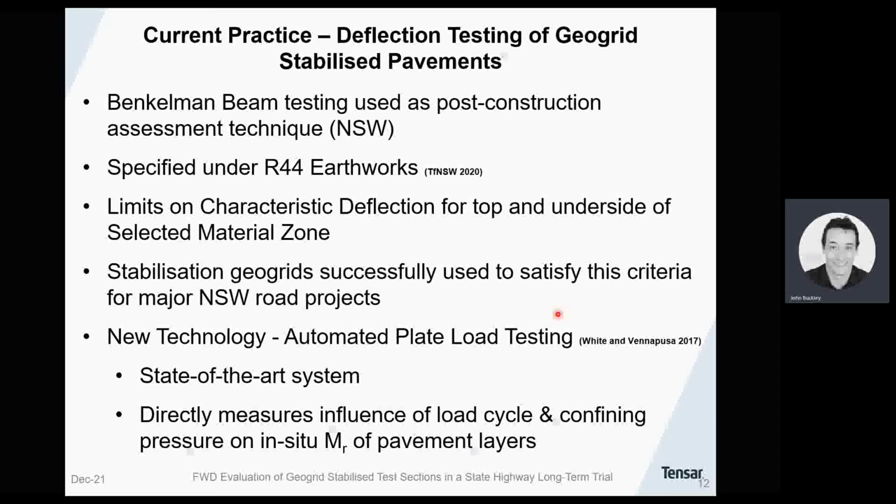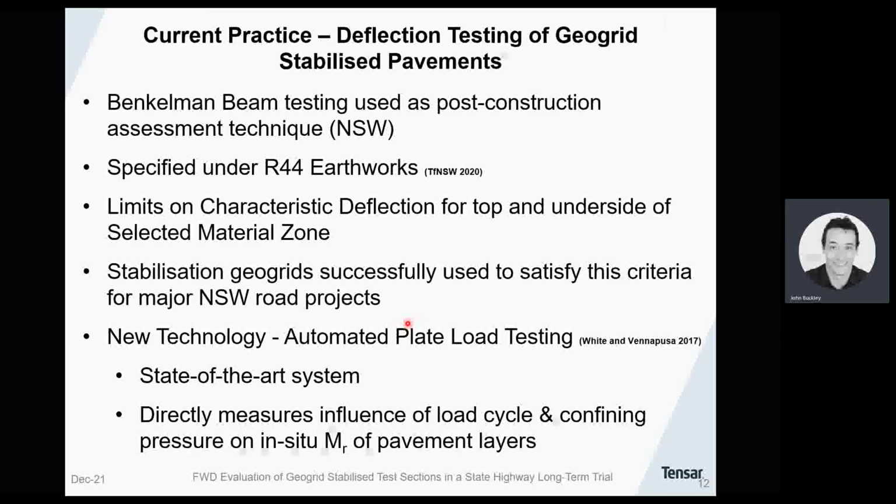Current practice of deflection testing of geogrid stabilised pavements involves Benkelman beam testing used as a post-construction assessment, primarily in New South Wales. It's covered under the R44 earthworks spec by Transport for New South Wales. There are limits on characteristic deflections, which are calculated statistically from the raw data for the top and underside of the selected material zone within the pavement embankment. So stabilisation geogrids have been successfully used to satisfy this criteria for major New South Wales road projects over the years. And there's more information on this in the written thesis.